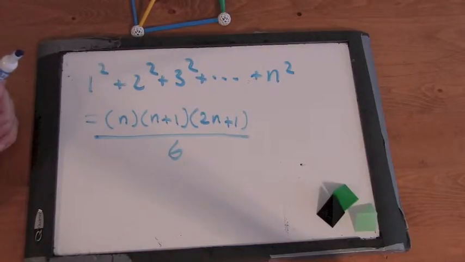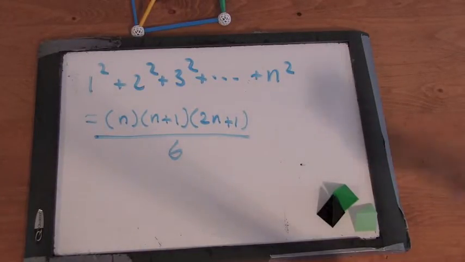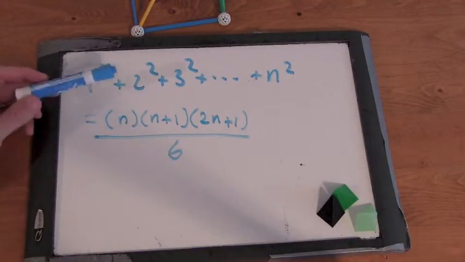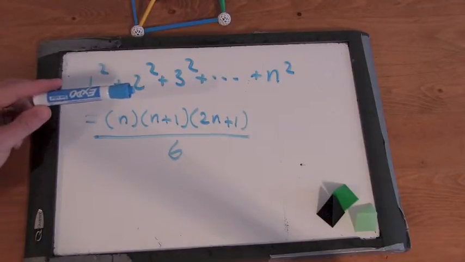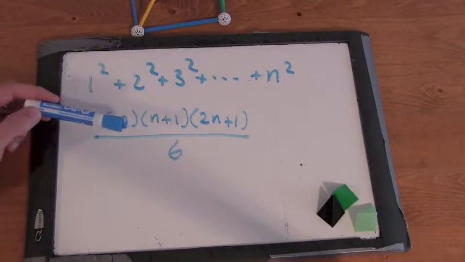It's n, which is 2, then n plus 1 times 2n plus 1, which is 6 times 5, which is 30. Then 30 over 6 is 5. Just like we thought.